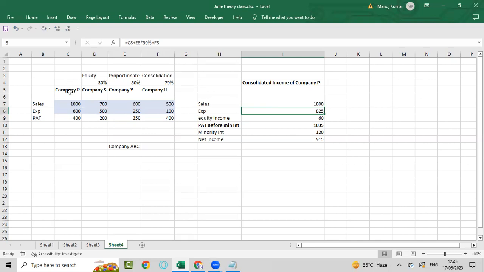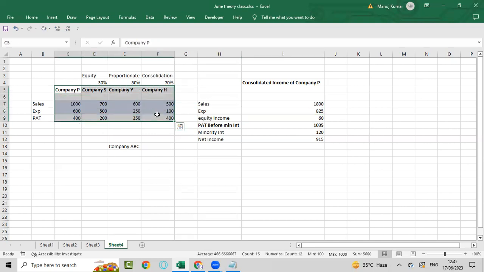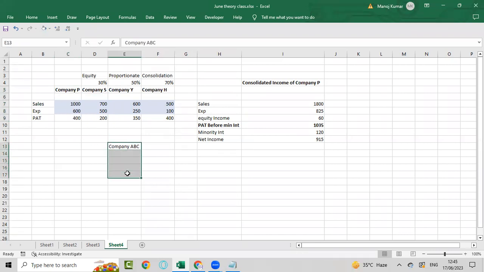Standalone income statement of all the 4 companies and consolidated income statement of company P. Clear? Now in this case there was another company called ABC with which we started this joint venture. This company ABC will also prepare 2 income statements. One is the income statement of ABC only, and a combined, consolidated income statement with this joint venture.